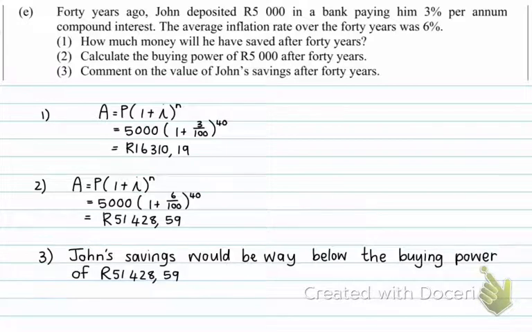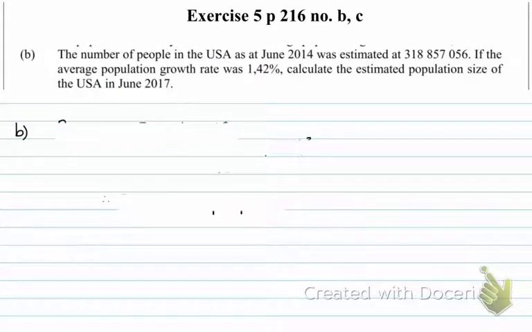Let's look at exercise 5. For exercise 5, it is on page 216 in your textbook. You have to do question B and C. At B, they tell us that the number of people in the USA in June 2014 was estimated at 318,857,056. If the average population growth rate was 1.42%, calculate the estimated population size of the USA in June 2017.